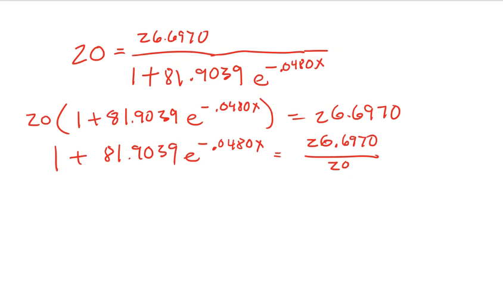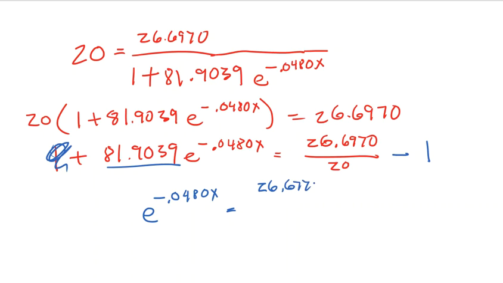All right, next step is I'm going to subtract this 1 over, so I'm going to put a minus 1 over here. And then I'm going to divide by the 81. So I have e to the negative 0.0480x equals, again, this is very ugly, but check this out: 26.6970 divided by the 20 minus 1, and then all of that is divided by 81.9039.